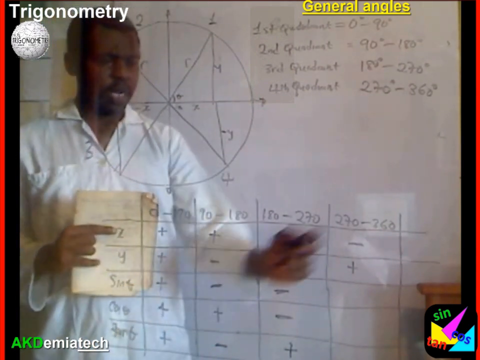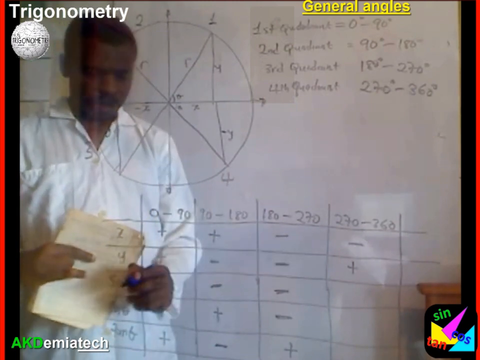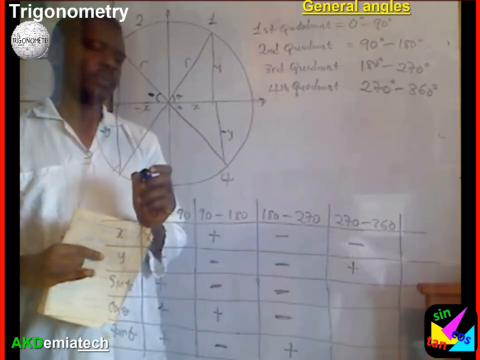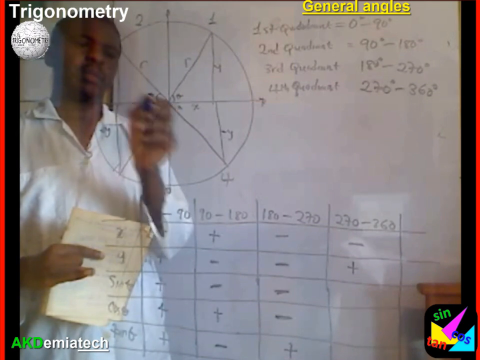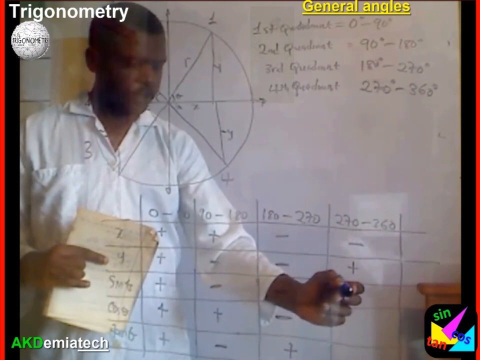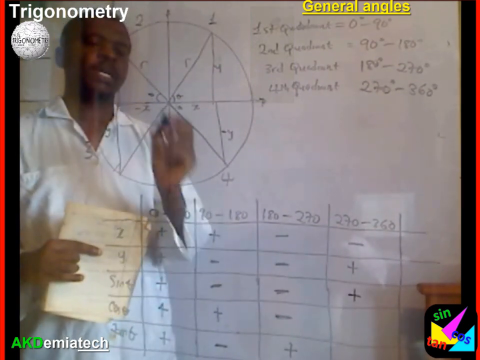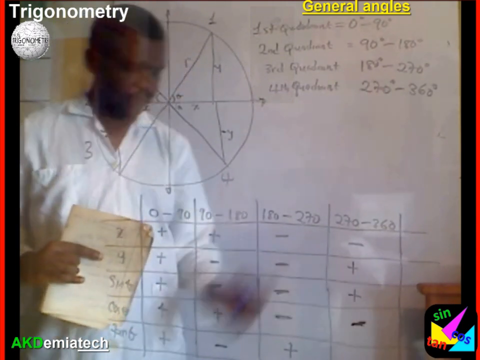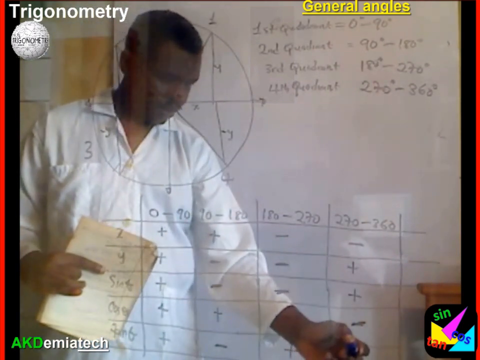Let's now look at the second quadrant. Sine theta, this is theta here. Sine is opposite, which is y, all over hypotenuse. Sine theta is positive. Cos theta is adjacent, minus x, so negative. Then tan theta, positive divided by negative gives us negative.